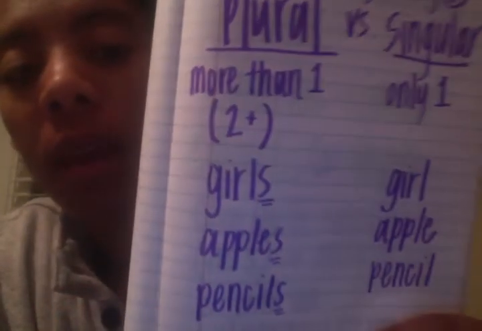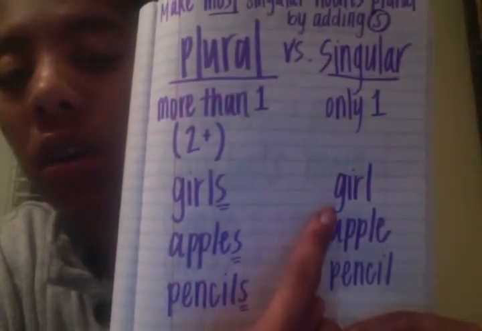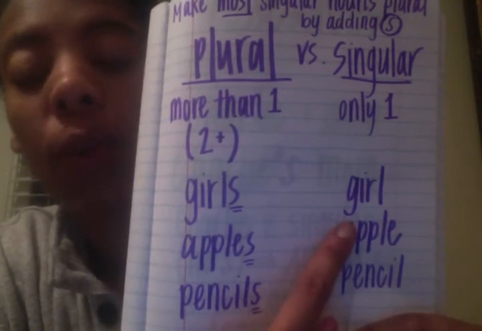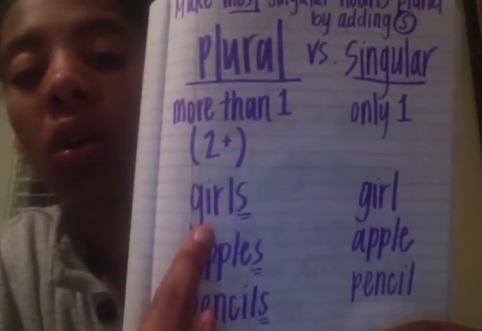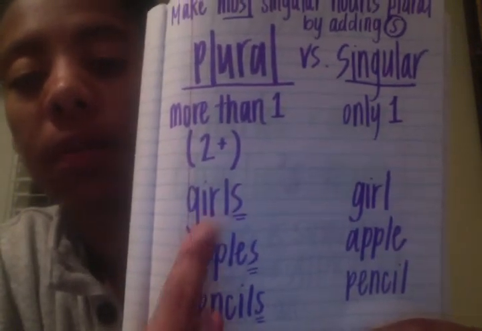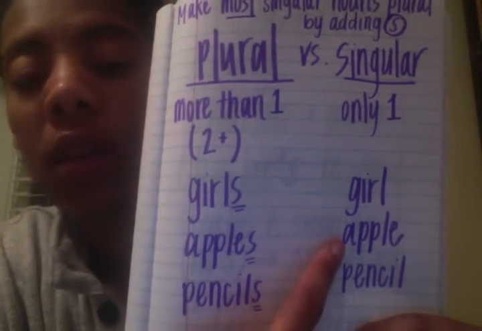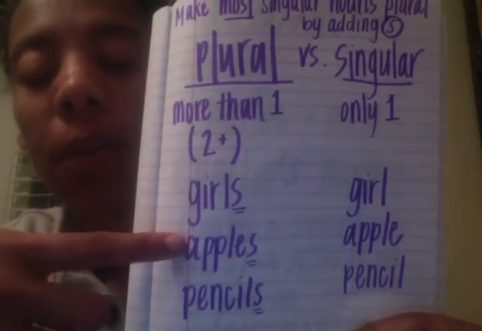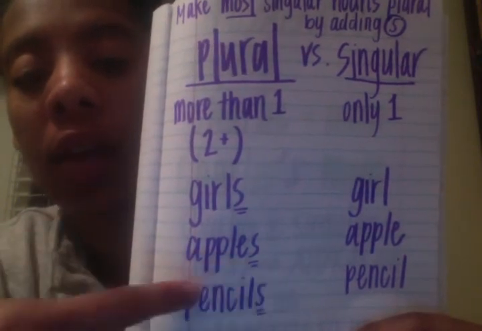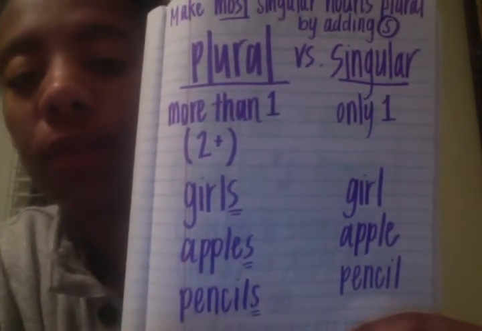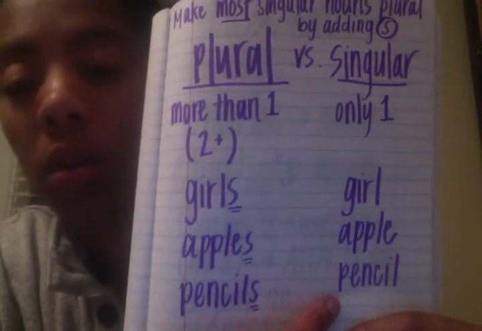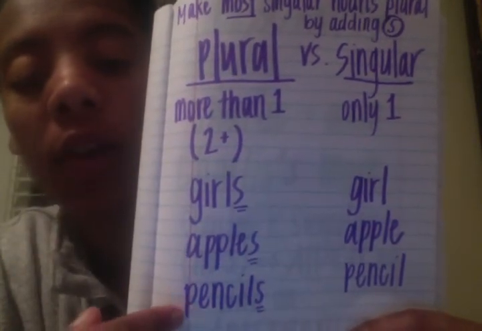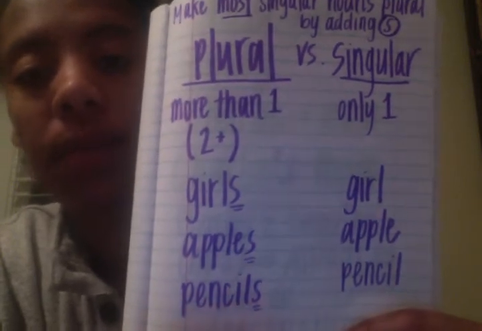So, singular would be girl. The plural, if you added an S, would be girls. Apple is singular, one apple. But if you want to make it plural, you add an S, and now you have apples. Pencil, one pencil. If you add an S, we have pencils.